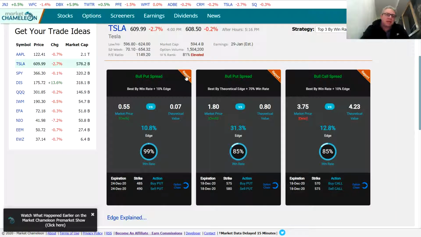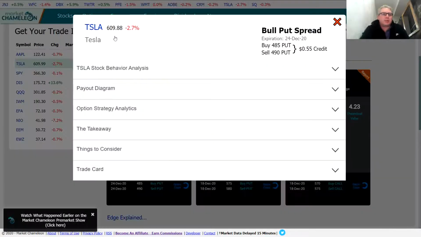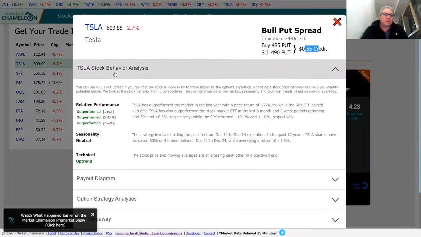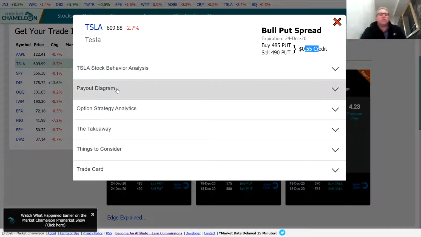Let me show you this. If you click here, you click on the report. Once I click report, you can see it a little bigger for every trade that you're considering. Tesla 610, bull put spread, that's the strategy, expiration December 24, 2 weeks from now. Sell 490 put, buy 485 put, credit of $55. There's a lot of options in here to just read. Tesla behavior, you see, outperform, technical uptrend, and so on. You can read that if you want to read.